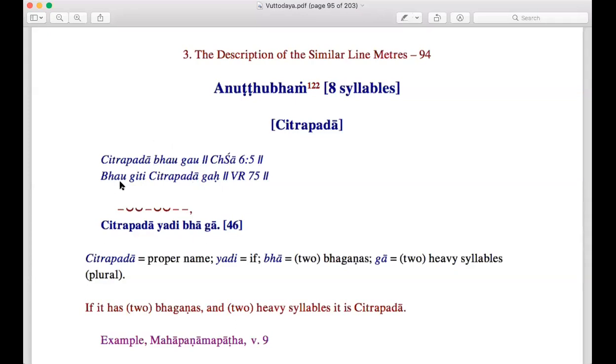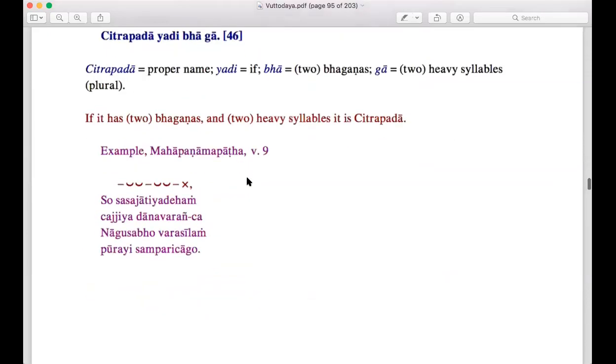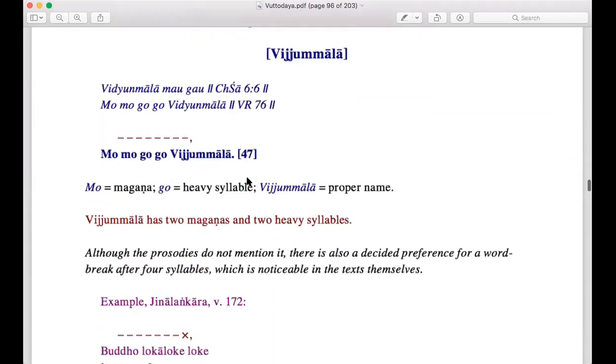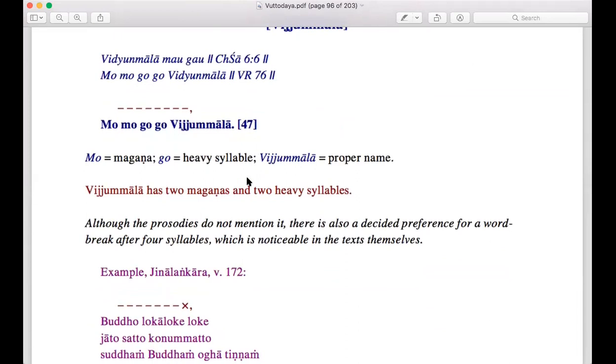In Vuttodaya it is like Bhau Giti Chitrapada Gah. Bhau, there should be two Bhaganas, Gi, there should be one Garu, and Gah, another Garu. And then it is Chitrapada. So this is how Vuttodaya mentions the same verse. Okay. So Vijumala is Momo Gogo Vijumala.